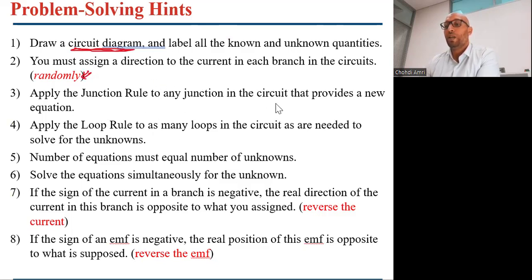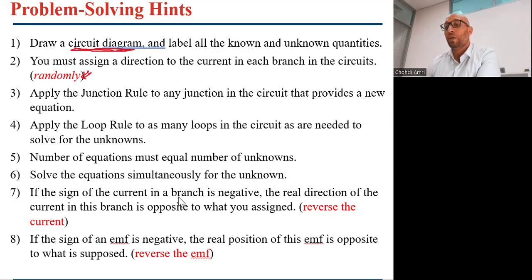Apply the junction rule at any junction in the circuit and then write an equation. Apply the loop rule to any loops in the circuit as needed to solve for the unknowns. For example, if we have three unknowns, we need three equations. One equation will come from the junction rule if we have a junction, and the two other equations would be the result of the application of the loop rule. The number of equations must be equal to the number of unknowns to be able to solve this system of equations. Solve the equations simultaneously for the unknowns, and I will give some examples.